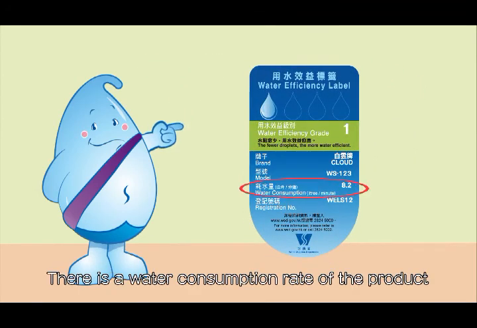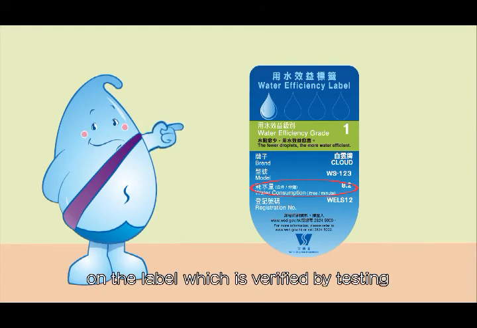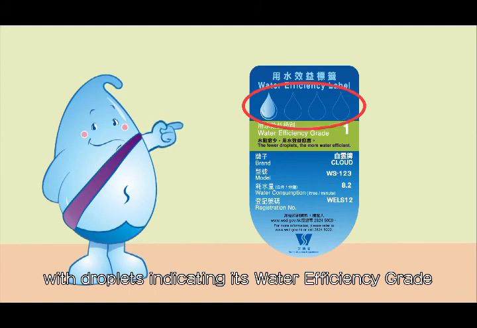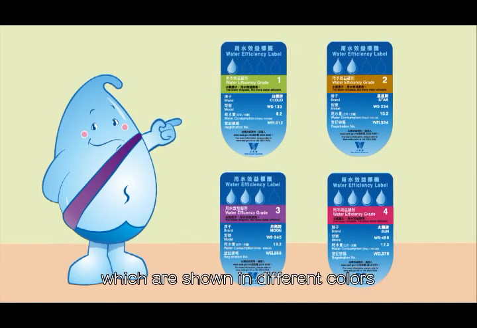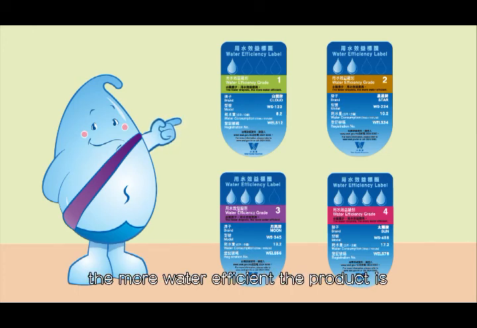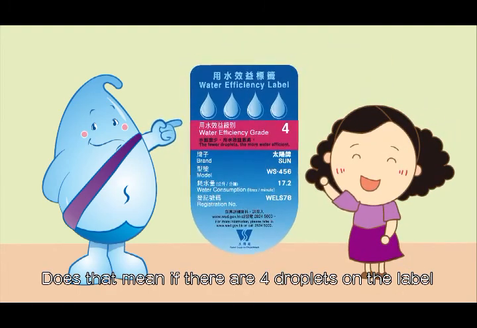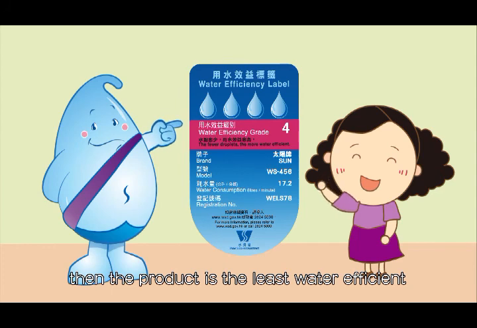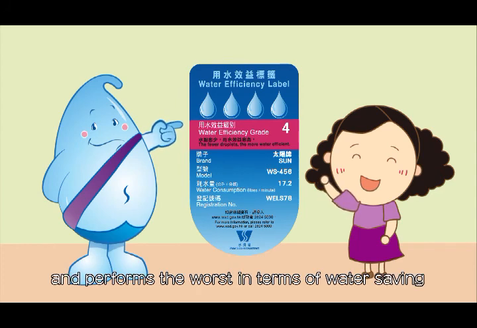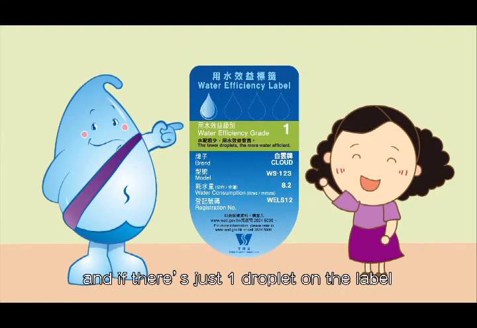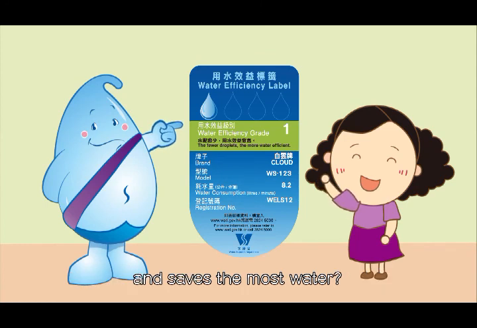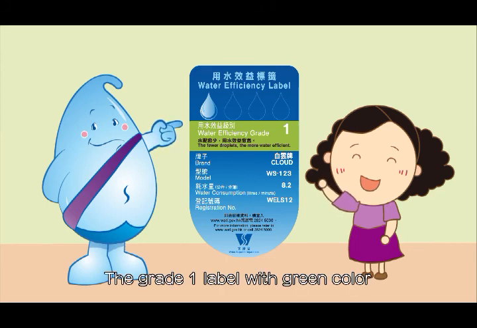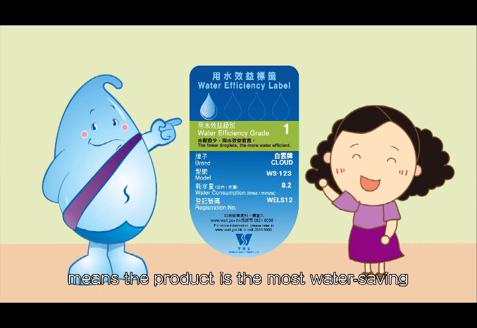There is a water consumption rate of the product on the label, which is verified by testing, with droplets indicating its water efficiency grade. Products are categorised into 4 grades, which are shown in different colours. The fewer the droplets, the more water efficient the product is. Does that mean if there are 4 droplets on the label, then the product is the least water efficient and performs the worst in terms of water saving? And if there's just 1 droplet on the label, then the product is the most water efficient and saves the most water? Bingo! The Grade 1 label with green colour means the product is the most water-saving.